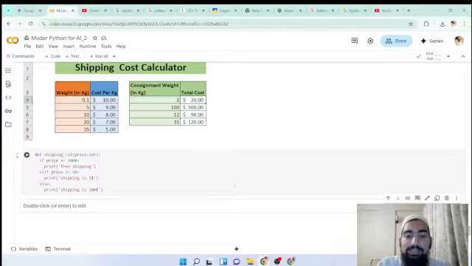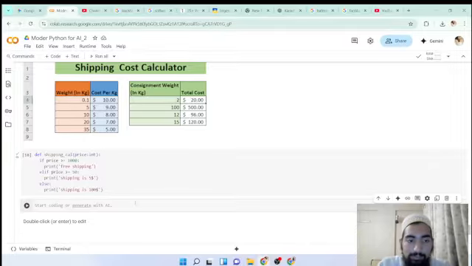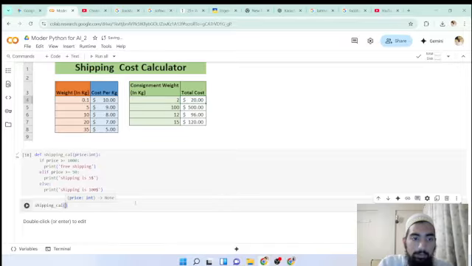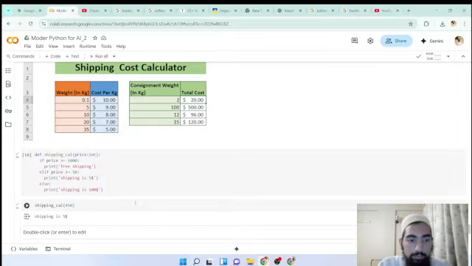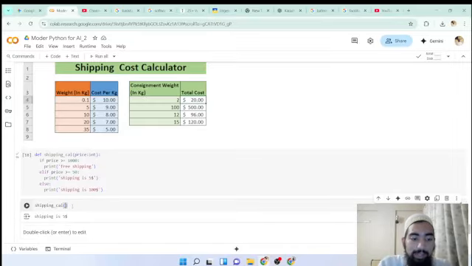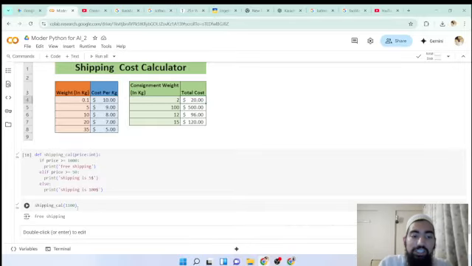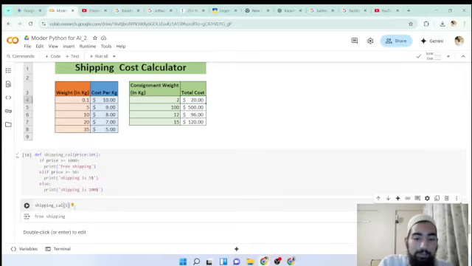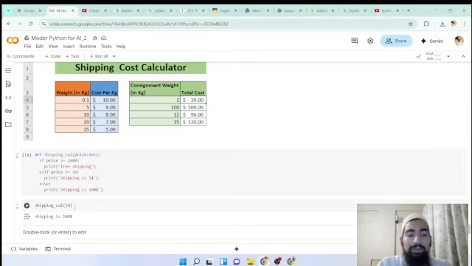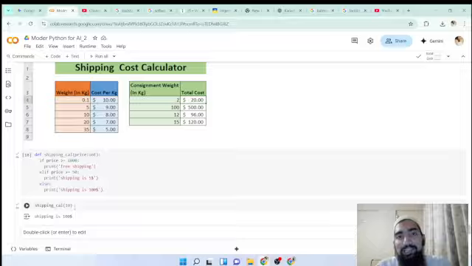Now let's test it. Shipping cal, price is equal to 450. Yes, shipping is $5. Now pass the price as $1,100. Free shipping. And if the price of the product is $10, the shipping is 100. Oh my God, the shipping is more expensive than the product itself.